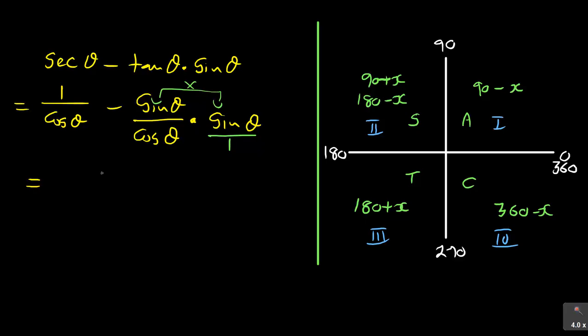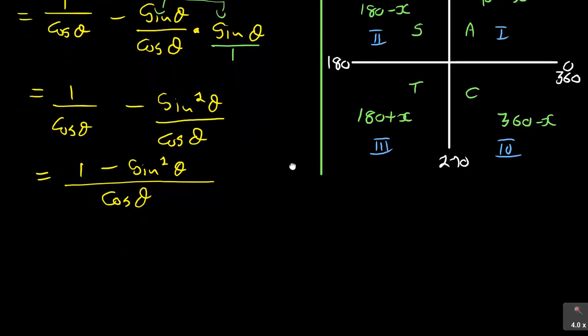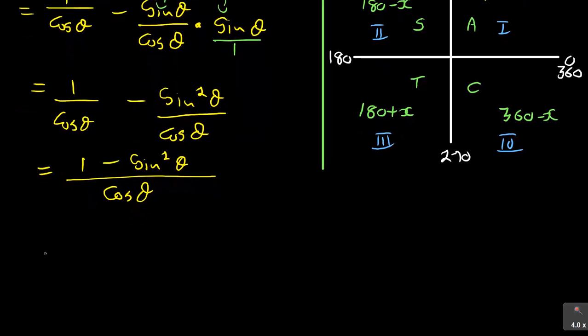So what I will have therefore is 1 over cos theta minus sine theta times sine theta, which is sine squared theta over cos theta. So the common denominator there is cos theta. You can see that. Now cos theta into cos theta is 1, minus cos theta into cos theta times sine squared theta is sine squared theta. So that's what you'll be having at the top, and it's very important to notice.